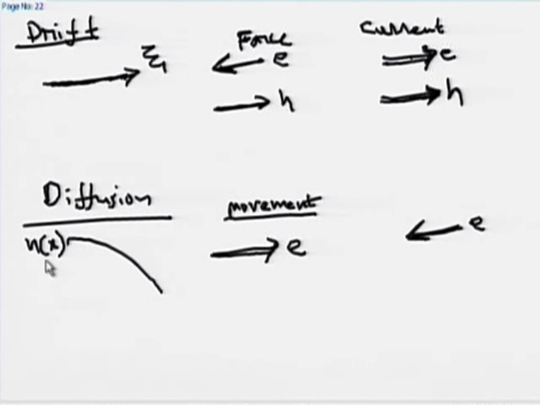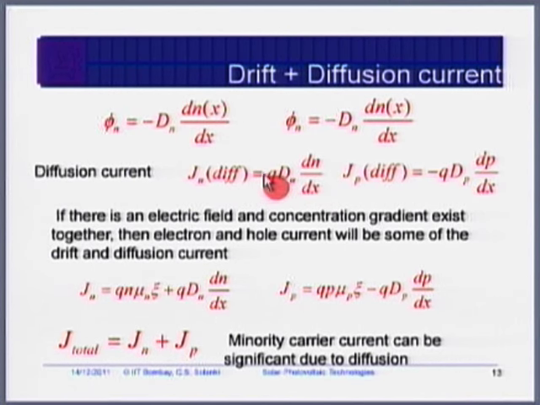Now dn over dx, in which direction is dn over dx positive? If I go from low concentration to high concentration, then my dn over dx is positive in this direction. How is dn defined? Final minus initial, divided by final minus initial. So my gradient of electron concentration is positive in this direction. My positive gradient direction is my current direction, and therefore there is a positive sign in the carrier current density, right? So for electron current, there is a positive sign here.